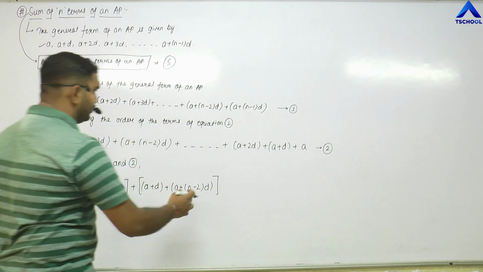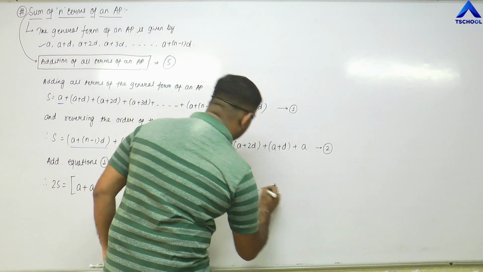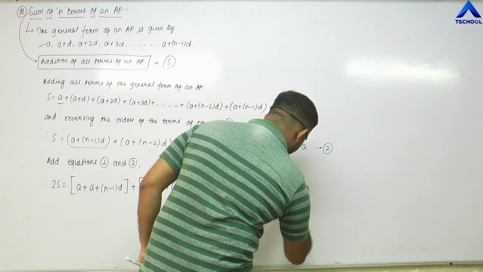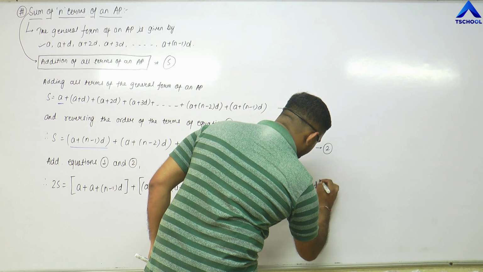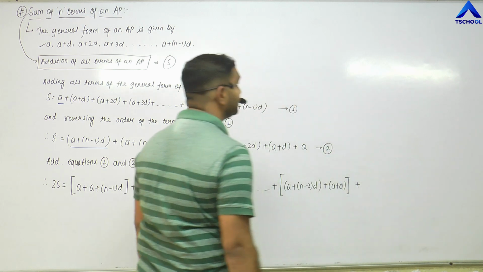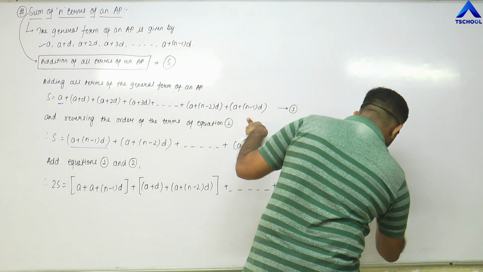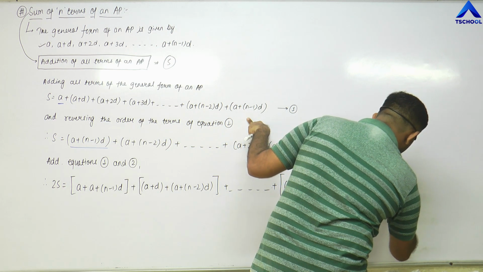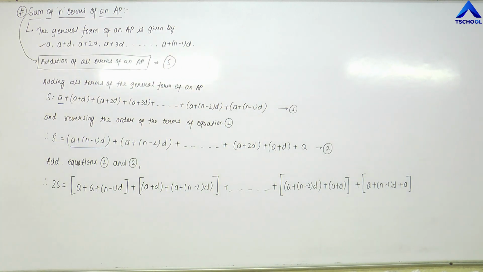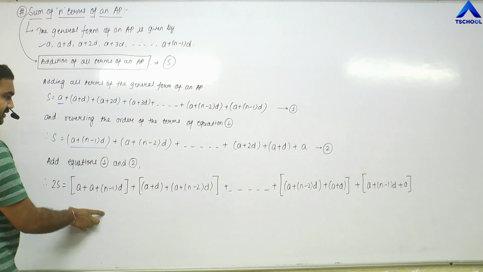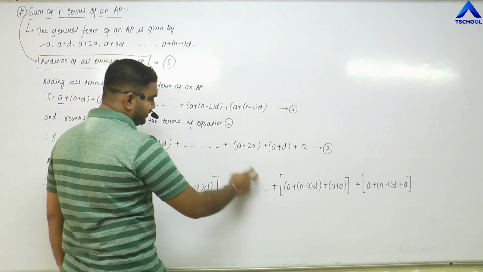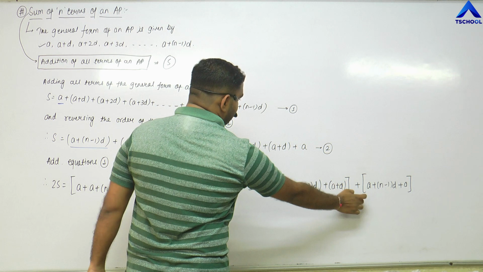Is it clear? We are going to write it down till the last second term to the last second term, that gives me a plus n minus 2 into d plus a plus d, and plus the last term, that is a plus n minus 1 into d plus a, right? So we got all the terms here. The first one, a plus n minus 1d, a plus d plus a plus n minus 2 into d, and so on, up to a plus n minus 2 into d plus a plus d, and a plus n minus 1d plus a.